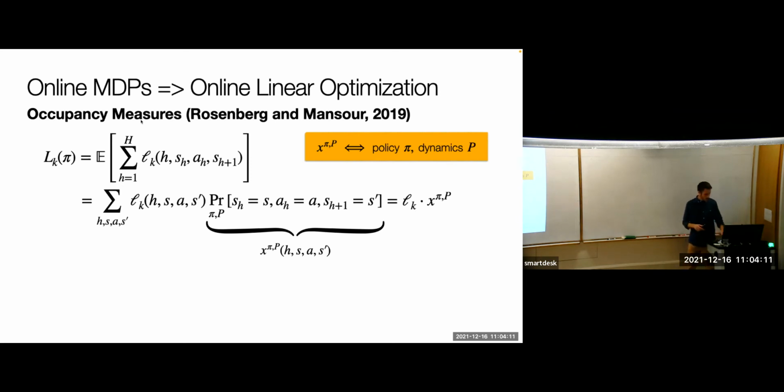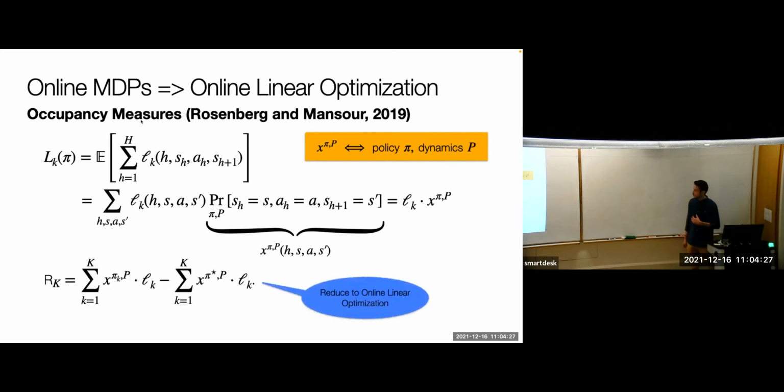So now my total loss is just a linear function, an inner product between the loss as a vector over its states, time steps, and actions, and the occupancy measure. And I can use online linear optimization techniques to get a bounded regret.